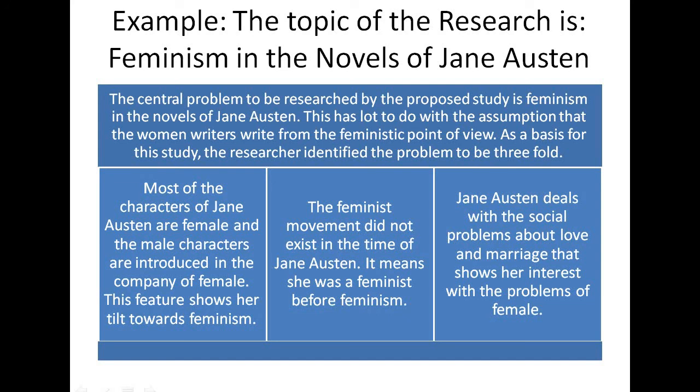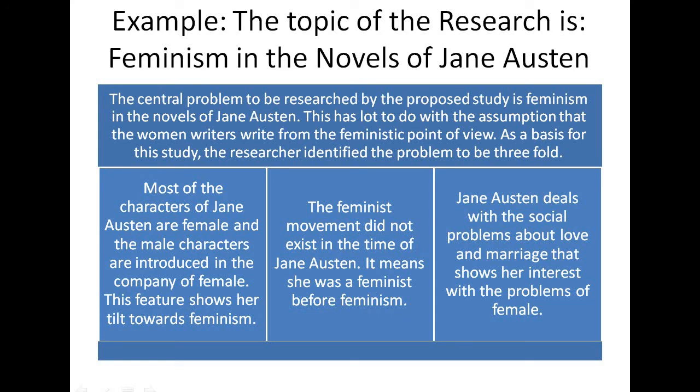Number two, the feminist movement did not exist in the time of Jane Austen. It means she was a feminist before feminism. That is also supporting our central problem, that is studying feminism in the novels of Jane Austen. And the third one is: Jane Austen deals with the social problems about love and marriage that shows her interest with the problems of female.